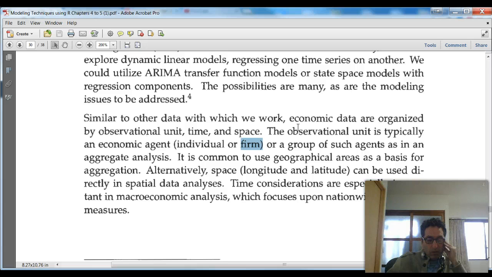And then we measure those observational units using usually financial means, but not always, across time and space. It is common to use graphical analysis as a basis for aggregation. Alternatively, space, longitude and latitude, can be used directly in spatial data analysis. Time considerations are especially important in macroeconomic analysis, which focuses on nationwide economic measures. So that observational unit would be a country, for example.